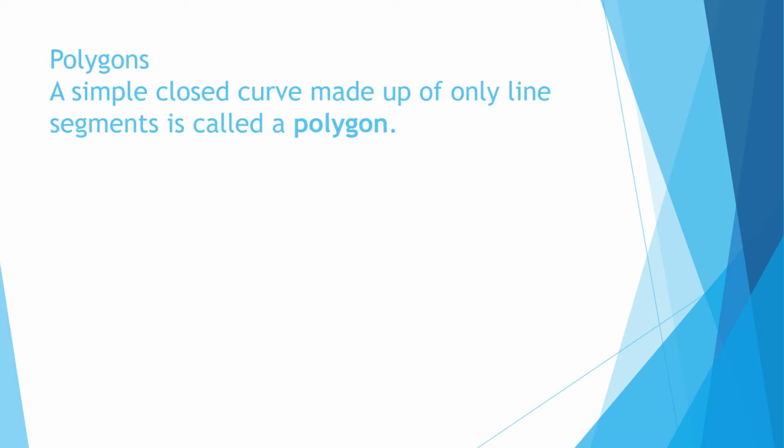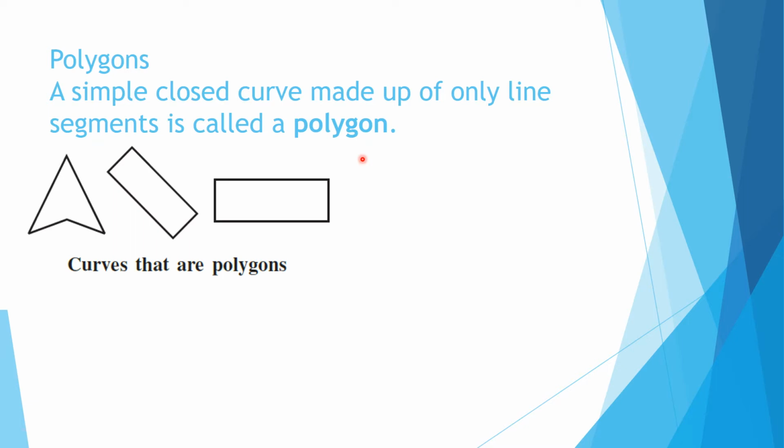Then what are polygons? A simple closed curve made up of only line segments is called a polygon. Whatever closed curve, you have just read about curves, what is a curve? Now any simple closed curve which is made up of only line segments is called a polygon. These are the curves which are polygons. These are closed curves. Like this is four-sided, this is also four-sided in a different view. So this is a rectangular shape. So this is a polygon.